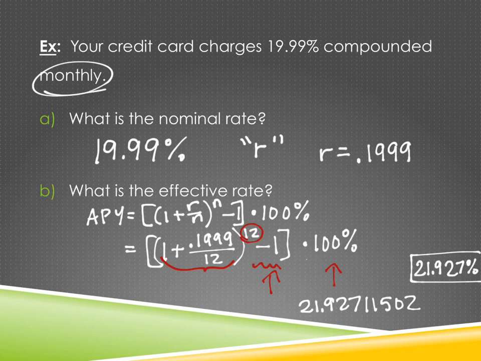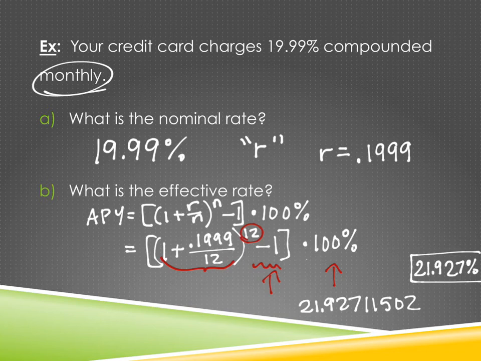If we haven't made any mistakes, we should be getting a number bigger than the 19.99%. If we were to have gotten a smaller number than 19.99, it means we made a mistake. Just because we got a number bigger doesn't mean we did it right. But at least we stand a better chance than if we had gotten a smaller number, because then we would know we got it wrong. Okay?